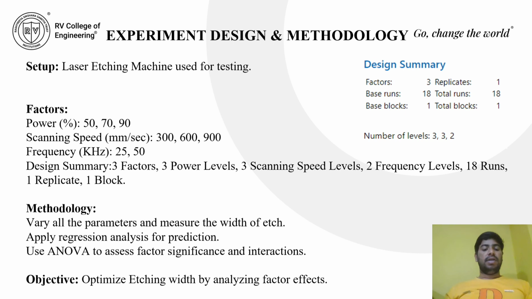Methodology: vary all the parameters and measure the width of etch. Apply regression analysis for prediction. Use ANOVA to assess factor significance and interactions. The objective is to optimize etching width by analyzing factor effects.